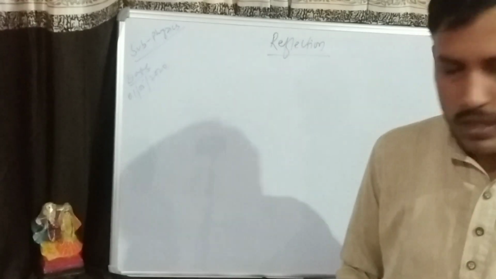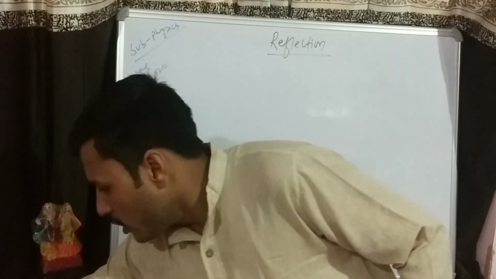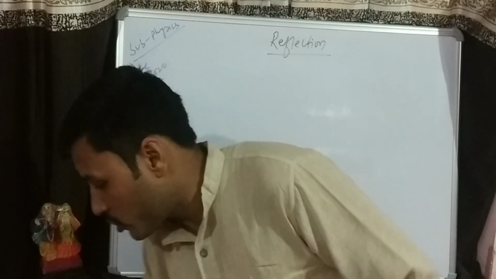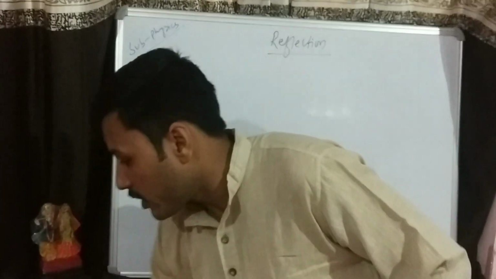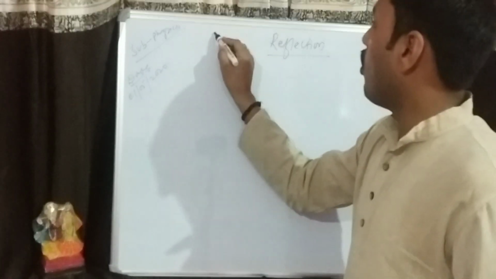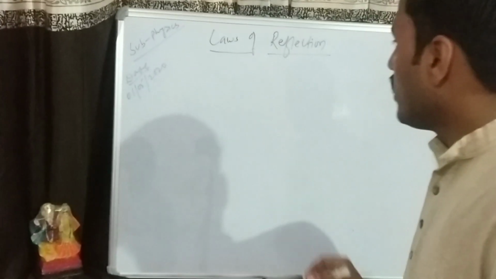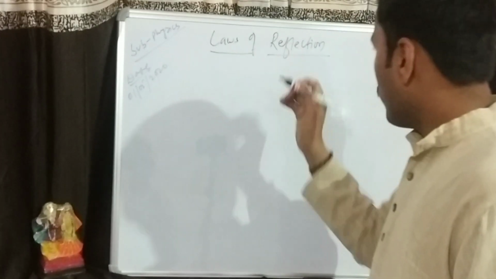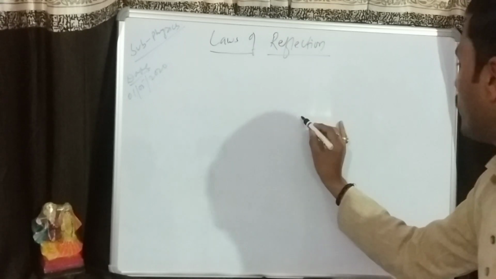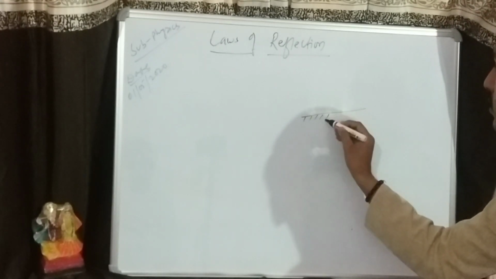Just find it out. Now there is a law through which you can understand what reflection is and what the case of reflection is. That's our laws of reflection. There are two laws of reflection. Before discussing the laws of reflection, you better have a diagrammatic situation.